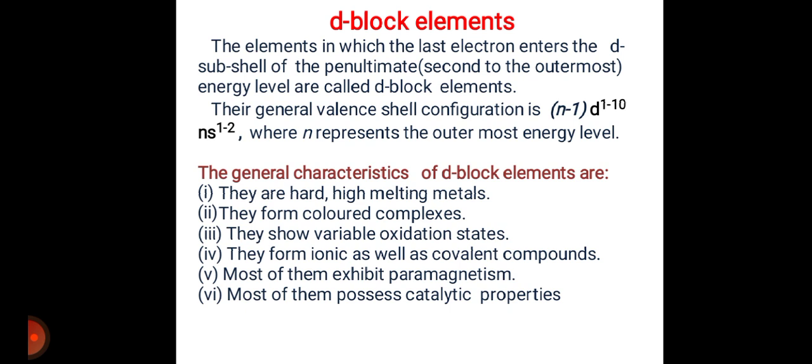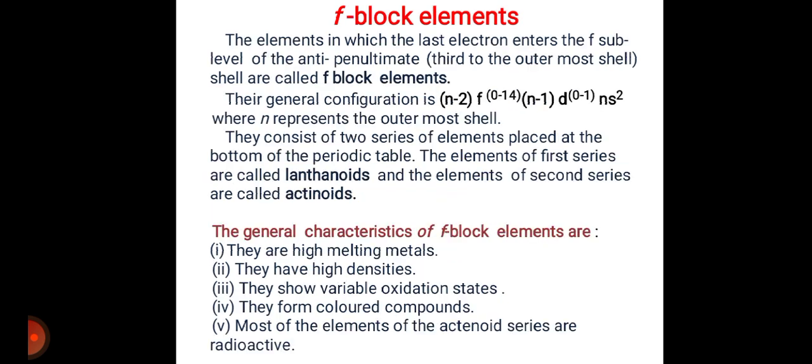The general properties of the d block elements are that they are hard in nature and high melting metals. They form colored complexes because of the vacant d orbitals. They show variable oxidation states, and they form ionic as well as covalent compounds. Most of them exhibit paramagnetism due to the presence of unpaired electrons. Most of them possess catalytic activities. These are very important properties of the d block elements.